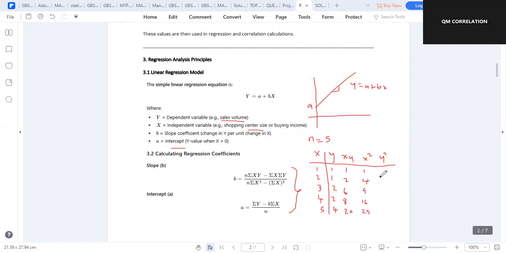Then we go to the next column: 1 times 1, 1. 2 times 2, 4. 3 times 3, 9. 4 times 4, 16. 5 times 5, 25. All right, then we're going to total up here. What is the total here? 15. That's the summation of X, simply summing up this whole column. What is the summation of Y? 10.